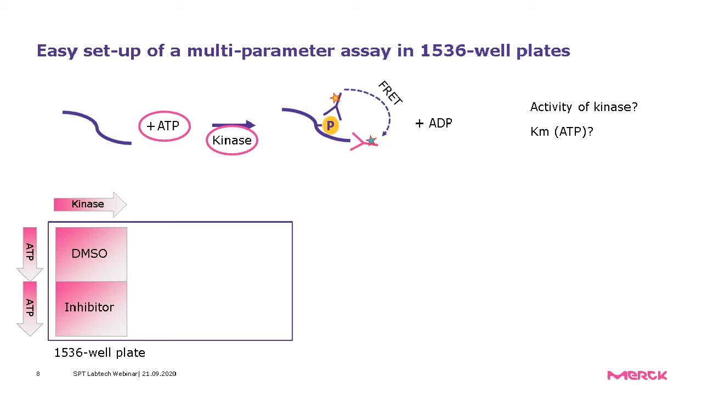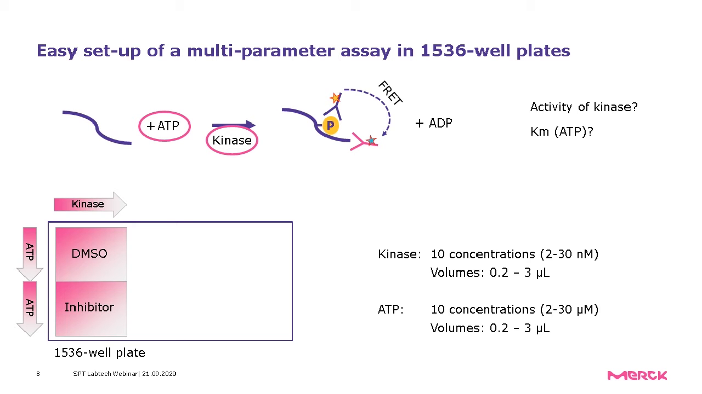As you can see here, we didn't use the whole plate, because the parameters we wanted to check didn't need the whole plate. So the rest of the plate, which is not colored here, we could use for a next experiment. The kinase we did in 10 concentration steps, dispensed from 2 to 30 nanomolar, and the volumes dispensed were 200 nanoliters up to 3 microliters. The ATP concentration was 2 to 30 micromolar, and the volumes again 200 nanoliters to 3 microliters.